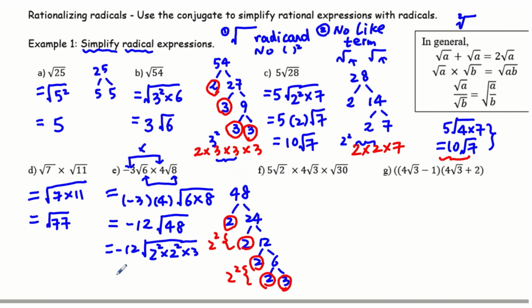Squared and square root cancel each other. Then we have negative 12. Take the 2 out. Then only 3 left. We times all those numbers at front of the radical sign together. We have negative 48, then square root 3. This is done.